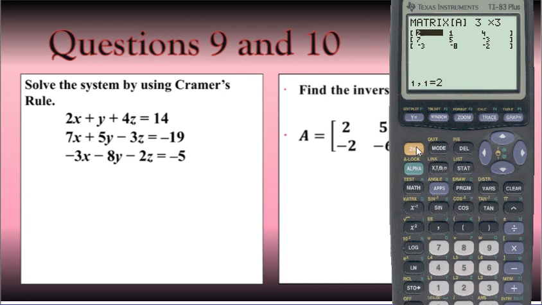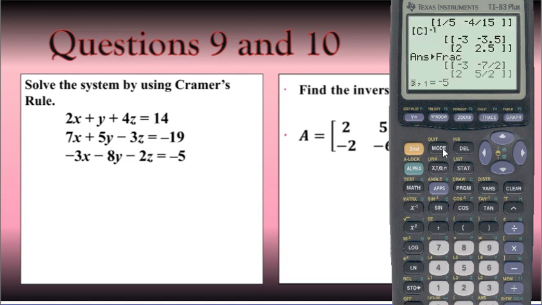Then we have to do our second matrix. So hit second matrix, edit. I need a 3x1, which is number 2. And that's our answers from form 1. So it's a 3x1. And then I type in 14, negative 19, and negative 5. Once they're in here, I get out of the whole thing.